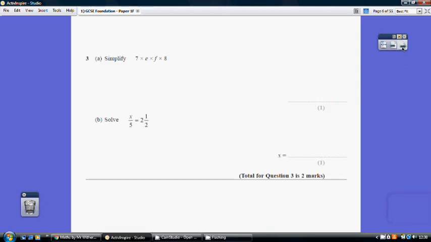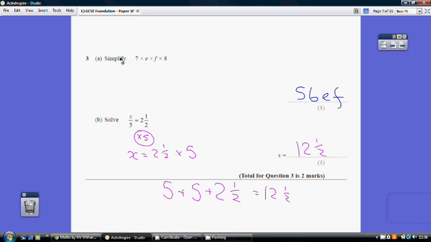Question 3. So to simplify in part A, 7 eighths of 56. So it's 56 times E times F. So 56 EF.